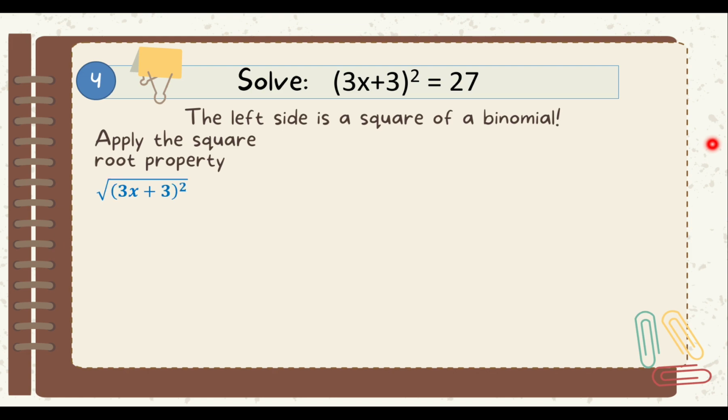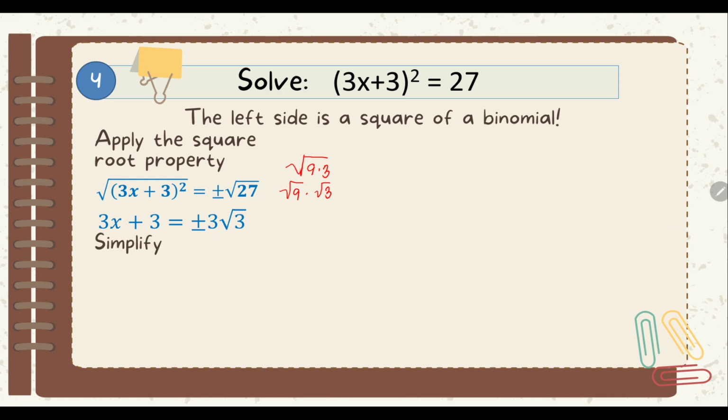Thus, we have the square root of the square of the sum of 3x and 3 is equal to positive or negative square root of 27. And when we extract the root, we have 3x plus 3 is equal to positive or negative 3 times the square root of 3. How did I get that? Remember that 27 is 9 multiplied by 3, so that you will now have the square root of 9 times the square root of 3. And what is the square root of 9? That is 3, times the square root of 3.